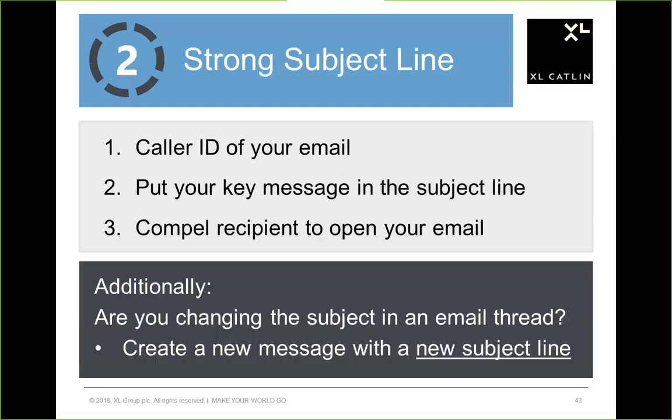A strong subject line. This seems like a very basic email practice, but one of the things that a subject line or a caption does for you as a sender of an email is it gets the reader's attention. You might even think of it as my opportunity to sell the person on opening my email first and paying attention to it. It's the caller ID of your email, if you will. It also can let the recipient know why you've sent the email.